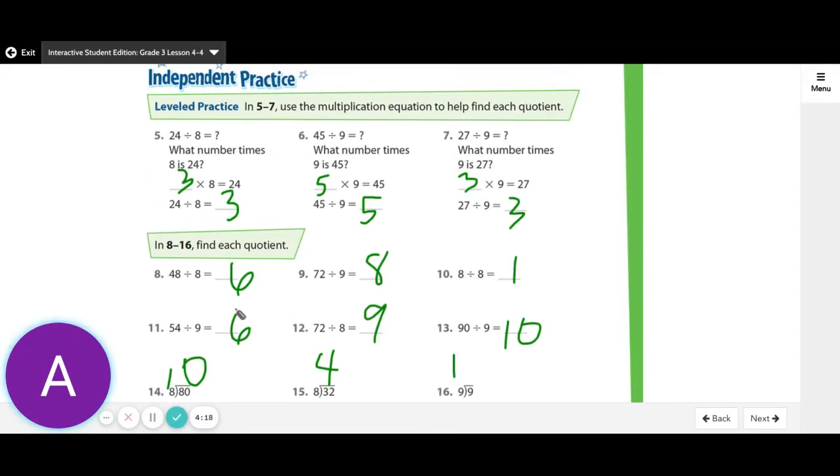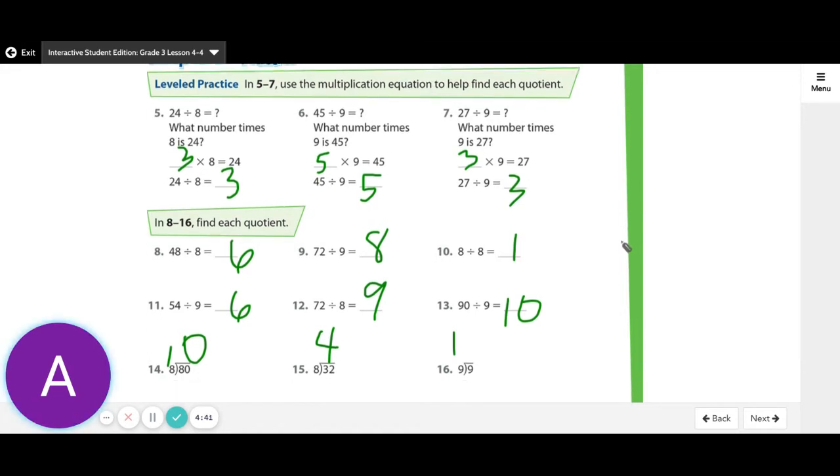Number 5, 24 divided by 8. What number times 8 is 24? 3 times 8 is 24. 24 divided by 8 is 3. 45 divided by 9. What number times 9 is 45? 5 times 9 is 45. 45 divided by 9 is 5. 27 divided by 9. What number times 9 is 27? 3 times 9 is 27. 27 divided by 9 is 3.